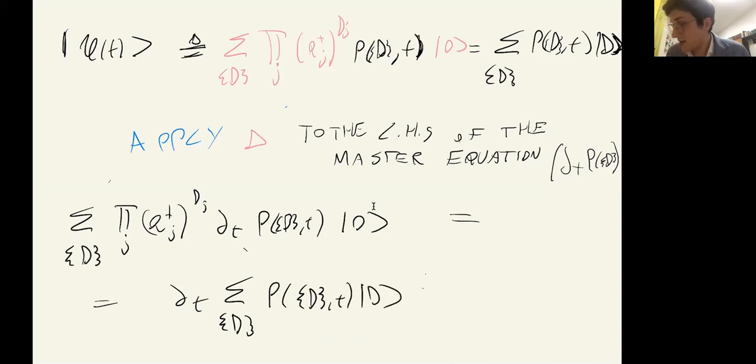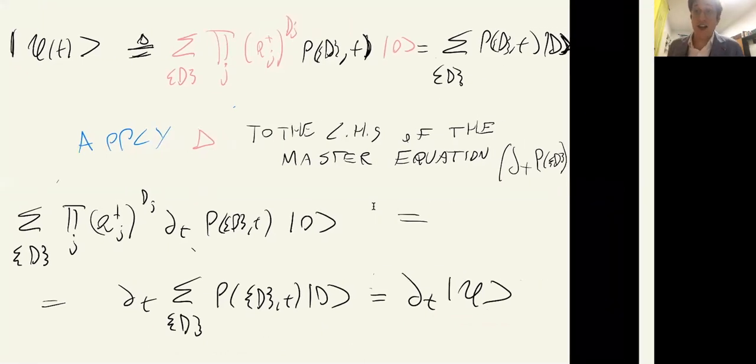Well, and as you can see, this is just the definition. This one is just phi of t. So we can nicely rewrite it as the time derivative of phi. Okay, this seems to have not done much. We just changed from the time derivative of p of d to the time derivative of phi. So here nothing much has changed, but we have to apply everything to the right-hand side as well.